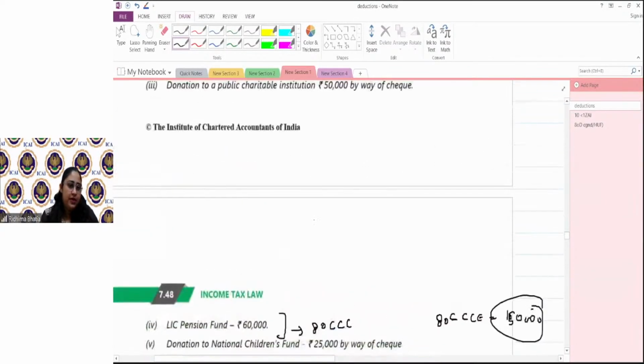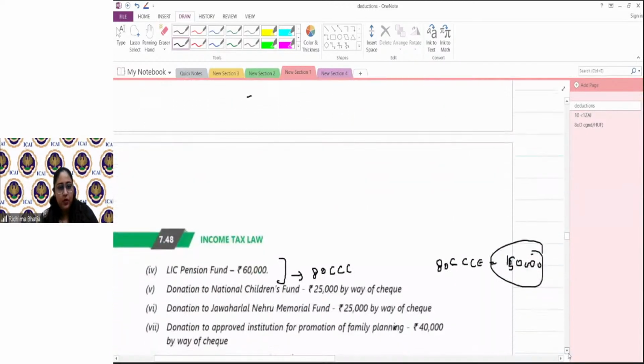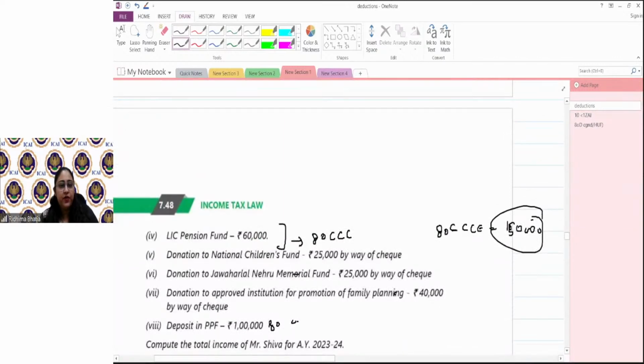Then about medical insurance premium: 12,000 for self, 14,000 for spouse, 26,000, the maximum allowed would be 25,000. Now comes the main thing. Donation to public charitable institution by way of check. This, guys, goes in my fourth category. Donation to National Children's Fund goes in my first category, 100% reduction. Jawaharlal Nehru Fund, second category. Family planning, third category. Okay.